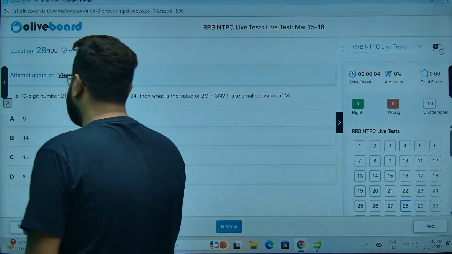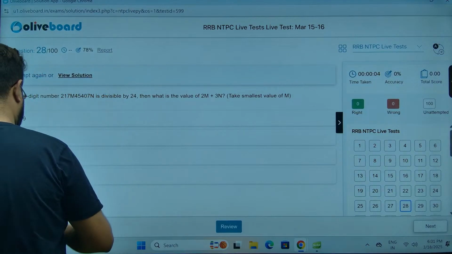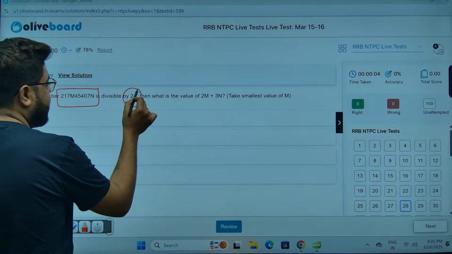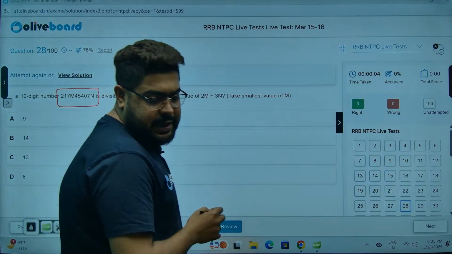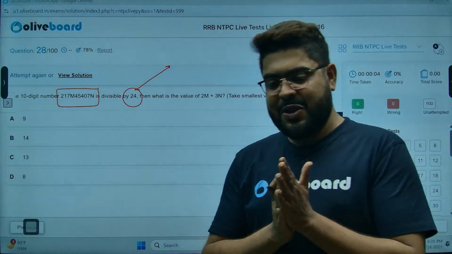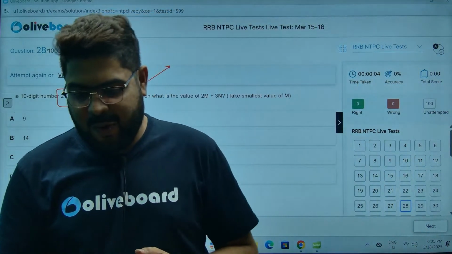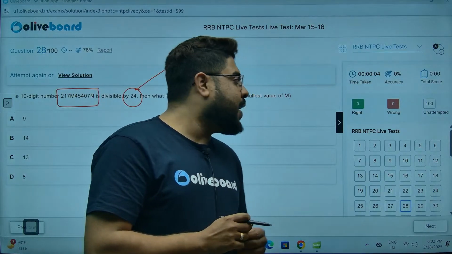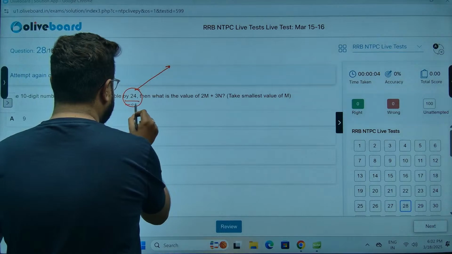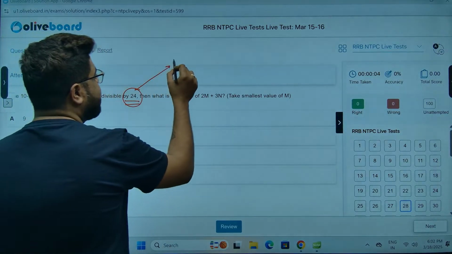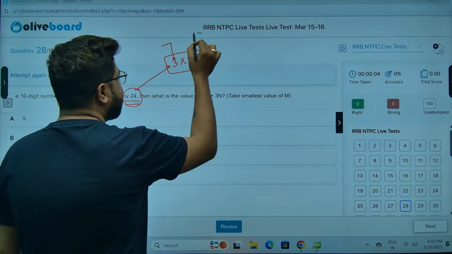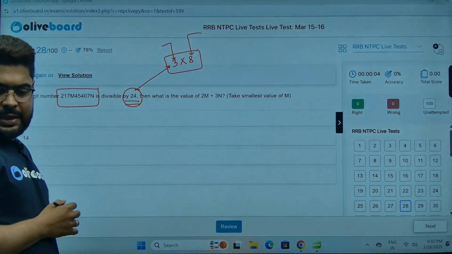Divisibility. Chalo, sir. Divisibility rule, this one. Divisible by 24. 24, sir, is a composite number. So anytime you get a composite number, always remember to do one very simple thing: if you see divisible by a composite number, break it down. So 24 is 3 into 8, meaning it is divisible by 3 as well as by 8. Now, let's see.